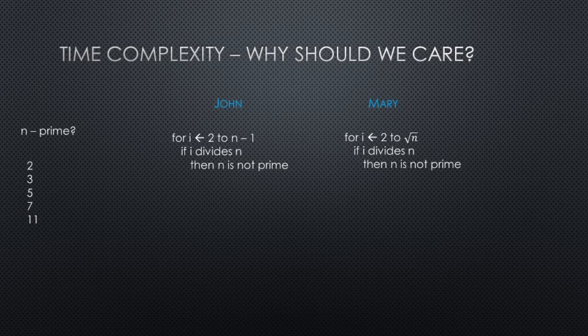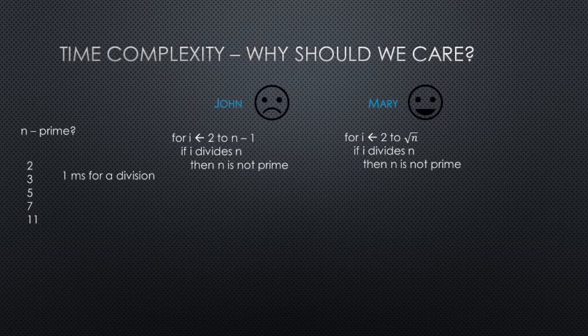Now, when they both run their programs for larger input sizes, John is quite sad, while Mary has a big smile on her face. Why is it so? Let's try to see. Let's say the computer that has to run this program takes 1 millisecond per operation. We'll say 1 millisecond for one division.